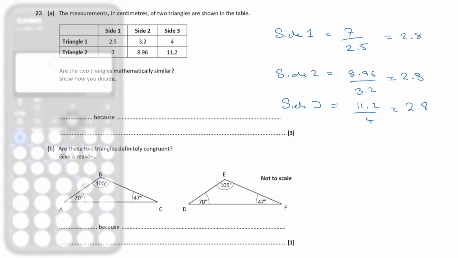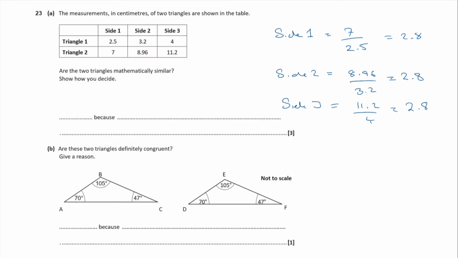Okay, so are the two triangles mathematically similar? Yes. Why? Because matching sides are in the same ratio, which is 2.8. Each one is 2.8 times bigger than its matching one.